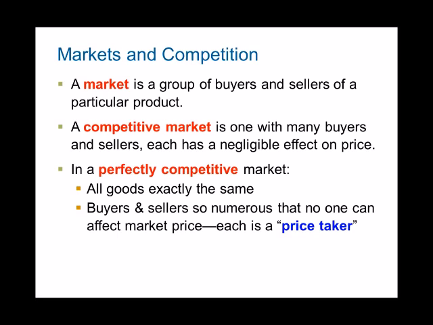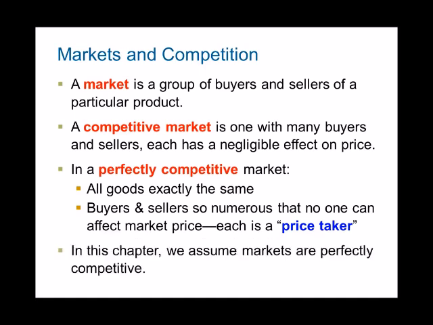Buyers and sellers are so numerous. There are so many buyers and sellers that not one buyer or seller can affect the price. So each person just takes the price given. The buyer takes the price given and then decides how much they will purchase. The seller takes the price given and then decides how much they're going to sell. So this kind of behavior is known as price-taking behavior. So the buyer is acting as a price taker, which means that they just take the price given and then they decide how much to purchase.